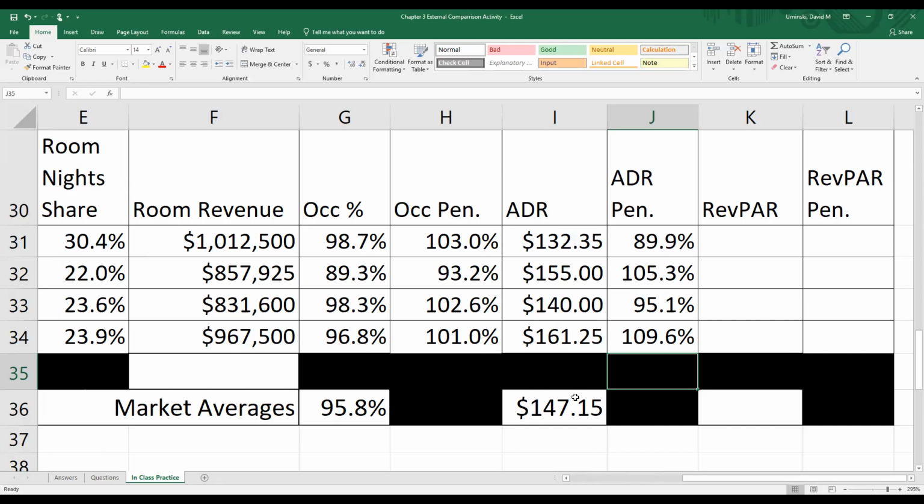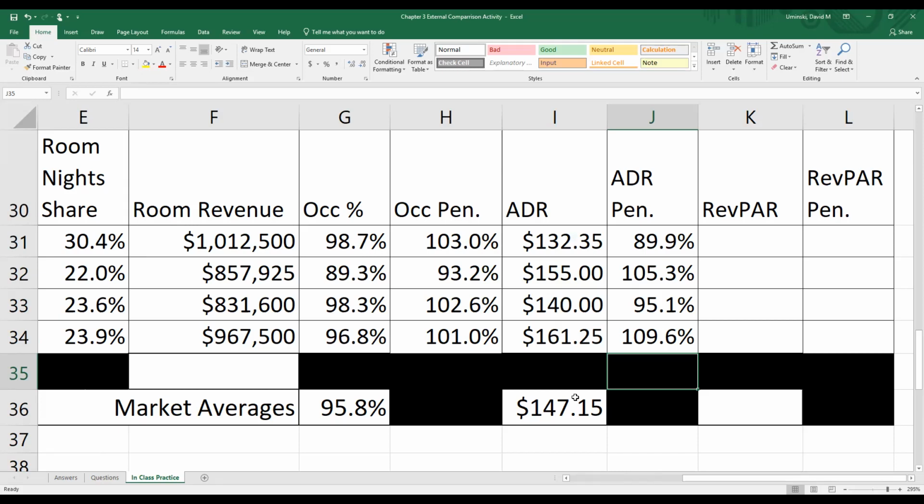We might look and say, oh yeah, Hotel A made $1 million in revenue. Hotel D made 967,000. Hotel A outperformed Hotel D. But if we look at the actual statistics and the key performance indicators on occupancy and ADR, Hotel D right now is in the lead, okay? But we have one more KPI to look at, and that's revenue per available room.